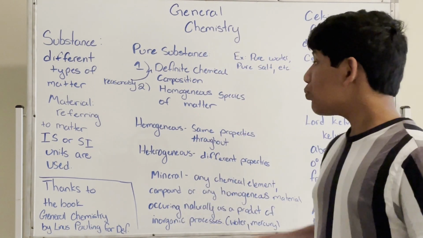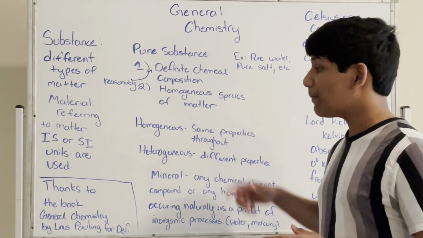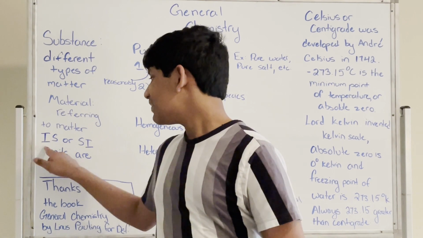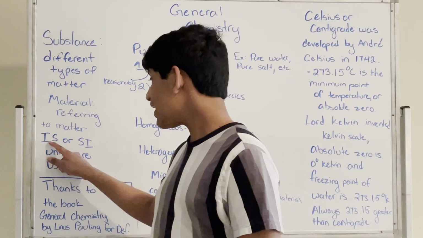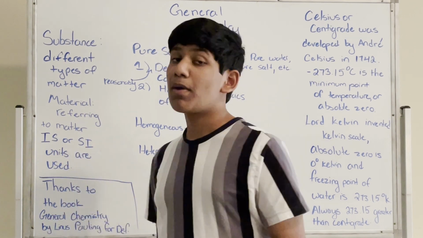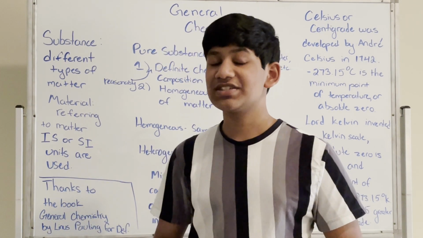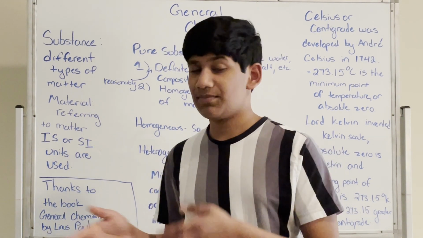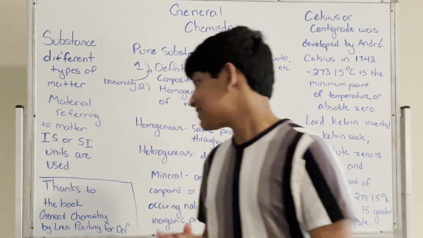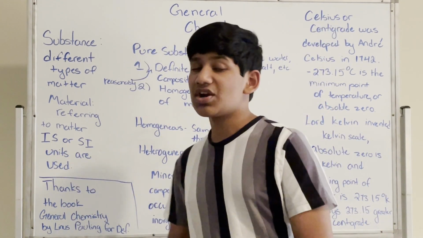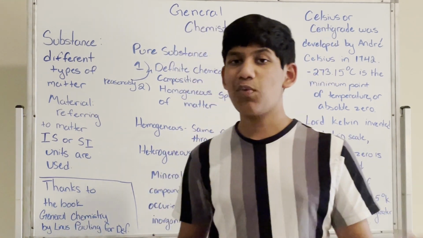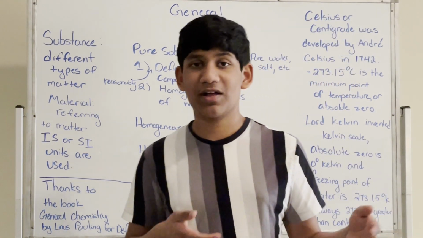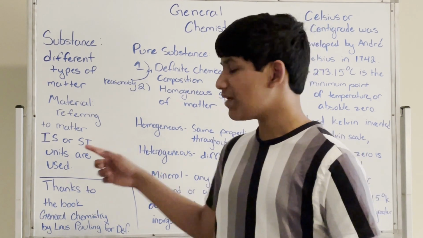Now, we will be talking about pure substances later, but before that, we have to talk about the IS or SI units which are used. IS or SI are both the same thing. IS is just the International System units. So IS units are used, and it can also be called SI. In chemistry, units are very important because we're dealing with lots of numerical values. So units are very important.